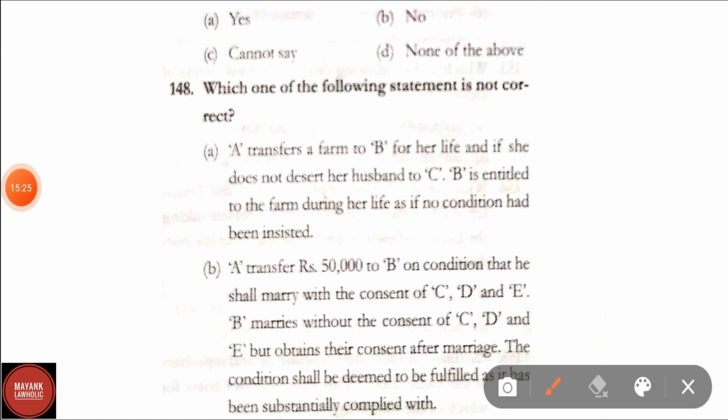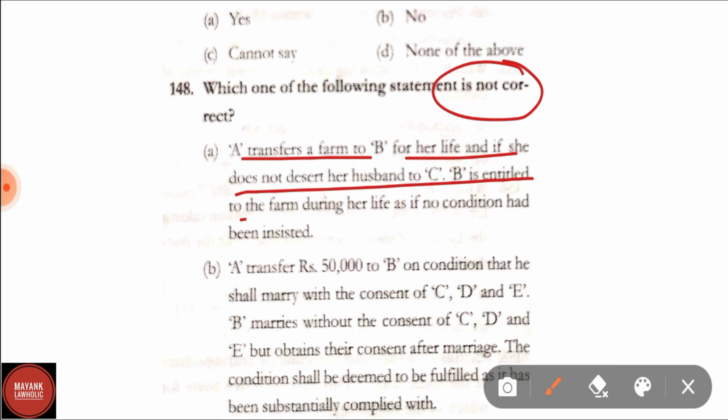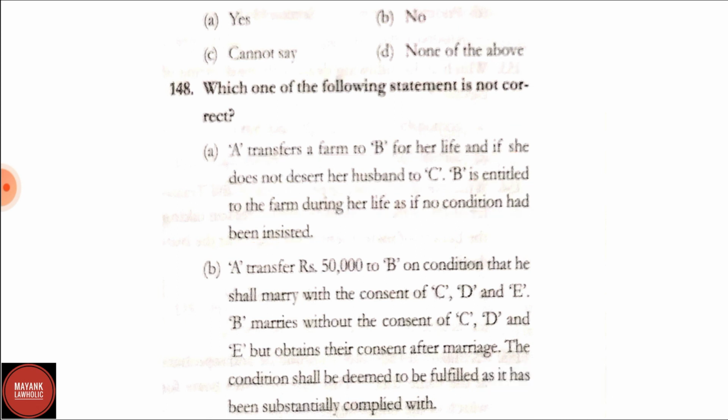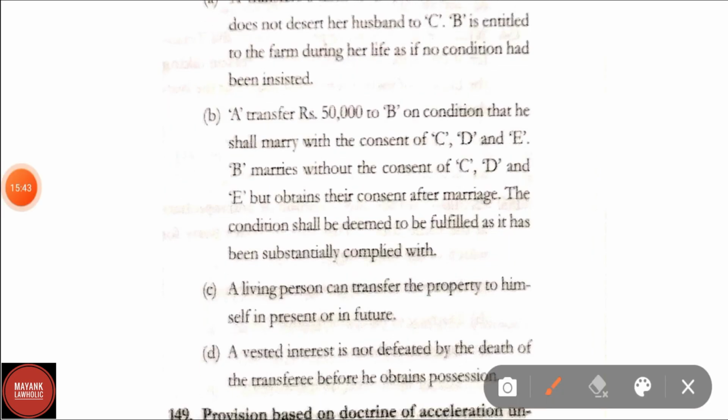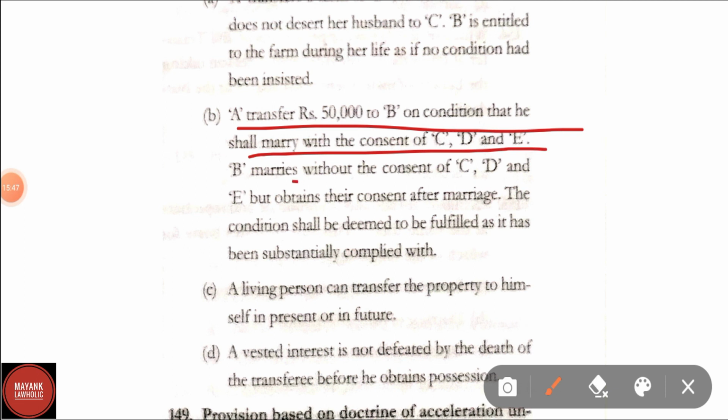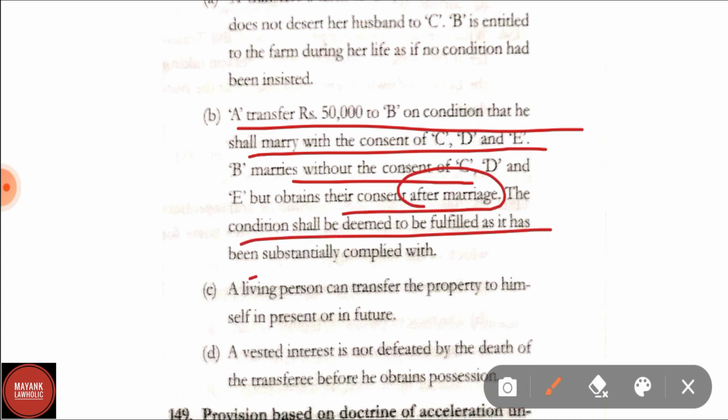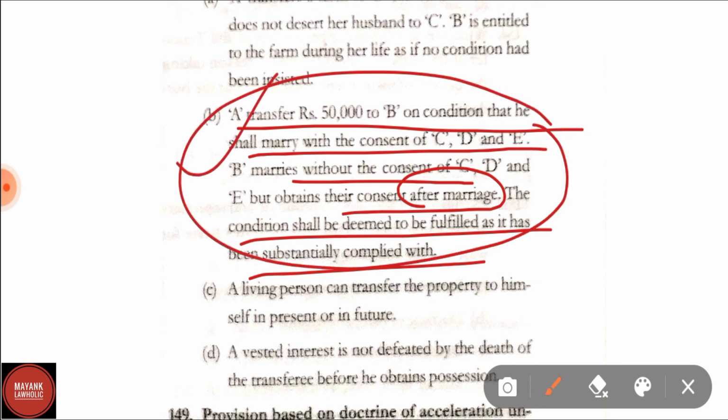Question number 148. Which one of the following statements is not correct? Options are A transfers a farm to B for her life and if she does not desert her husband to C. B is entitled to the farm during her life as if no condition had been inserted. Option B. A transfers rupees 50,000 to B on a condition that he shall marry with the consent of C, D and E. B marries without the consent of C, D and E but obtains their consent after marriage. The condition shall be deemed to be fulfilled as it has been substantially complied with. This is not the correct statement, therefore it will be the right answer.